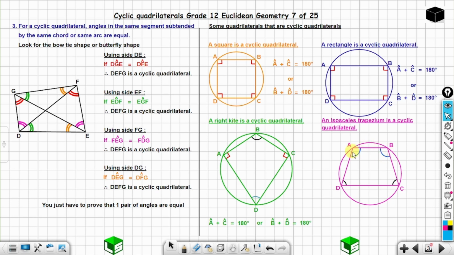So these upper base angles are equal to each other and the lower base angles are equal to each other. Automatically, the opposite angles, their sum, you're going to have 180. The angle A plus the angle C, you're going to have 180 degrees. Or the angle B plus the angle D, you're going to have 180 degrees.